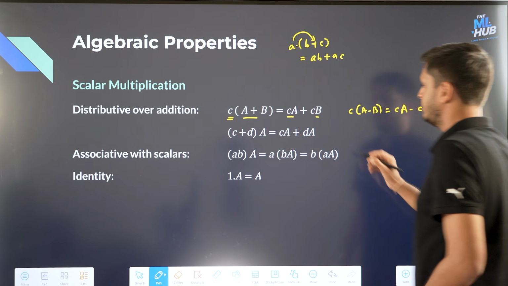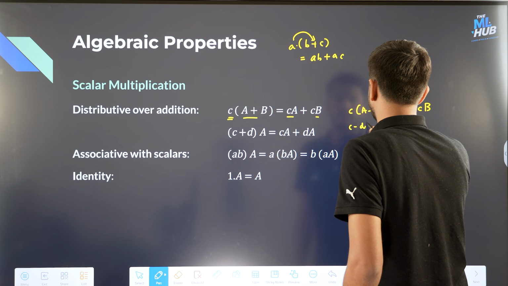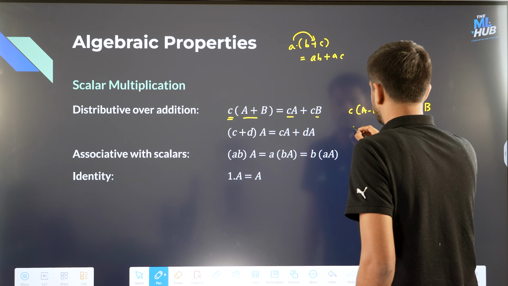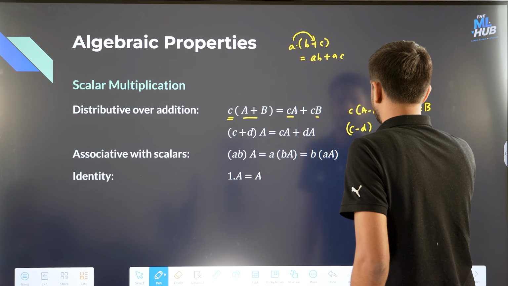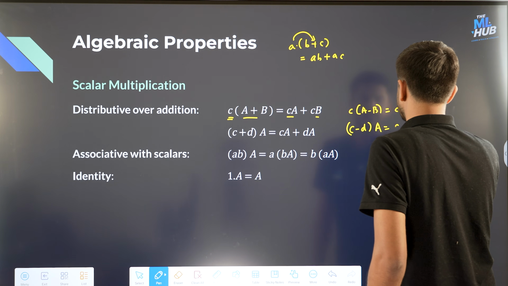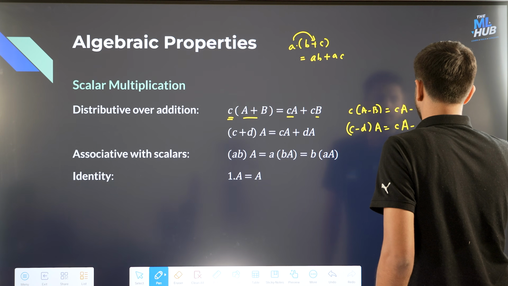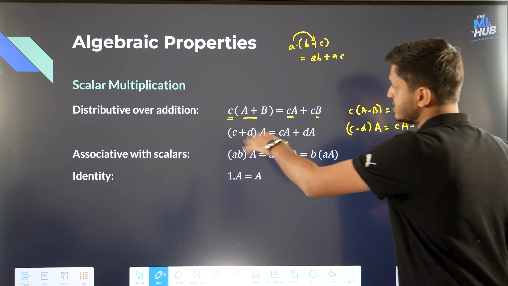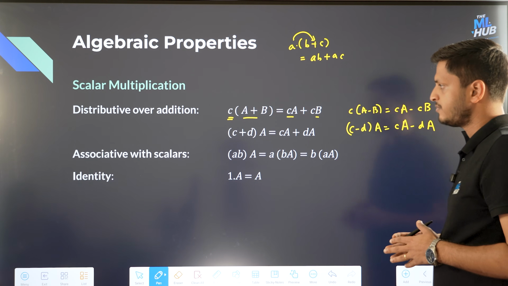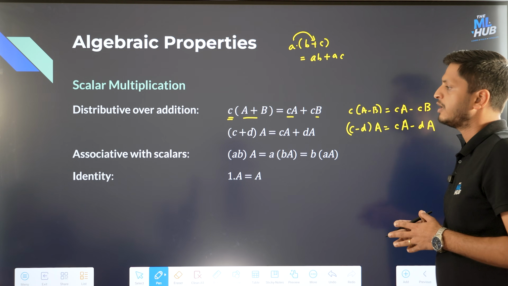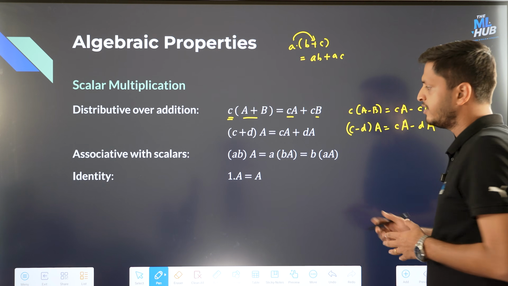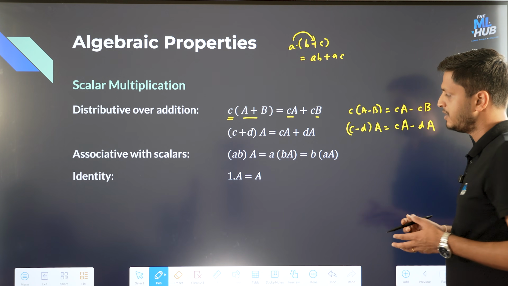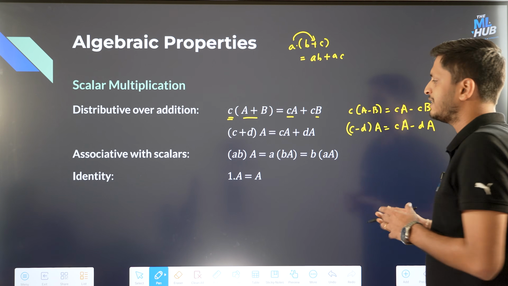So let me write it here. You can say that (C − D) times A is CA − DA. Always remember here capital letters denote matrices and small letters denote scalars. Now next is associativity with scalars. You can have (ab) times A is equal to a times (bA) is equal to b times (aA). So you can multiply them in any order.